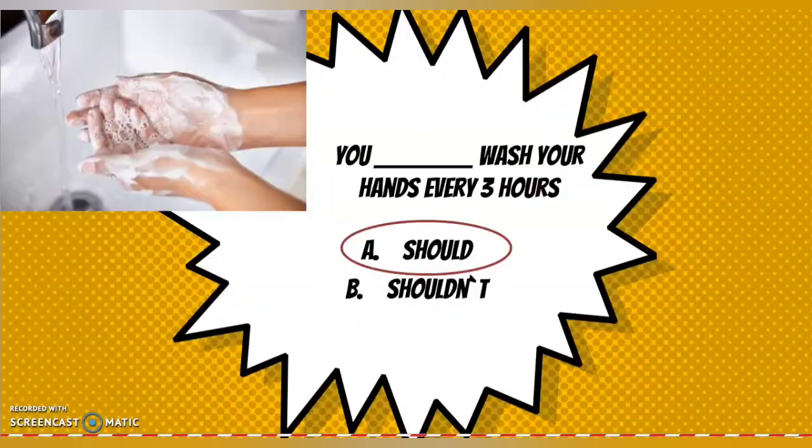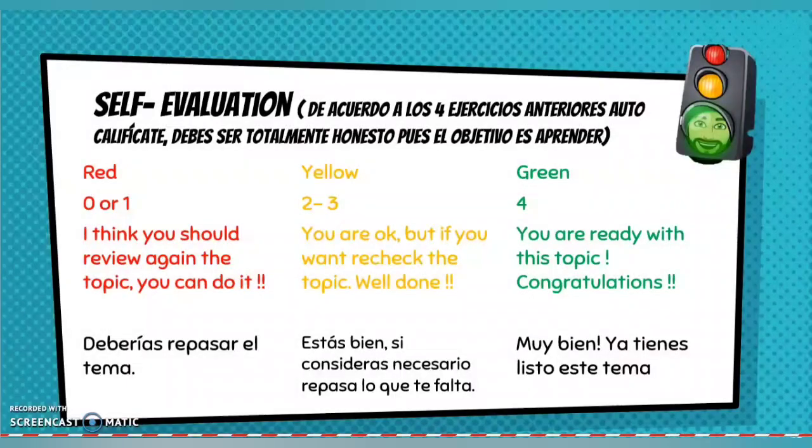Okay, let's do some self-evaluation, una autoevaluación. De acuerdo a los 4 ejercicios anteriores, autocalifícate. Debe ser totalmente honesto, pues el objetivo es aprender. So, this is a traffic light. So you have red, you have yellow, and you have green.